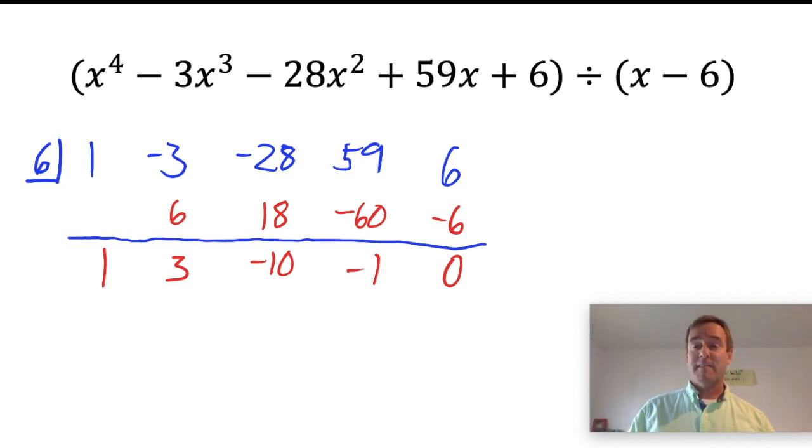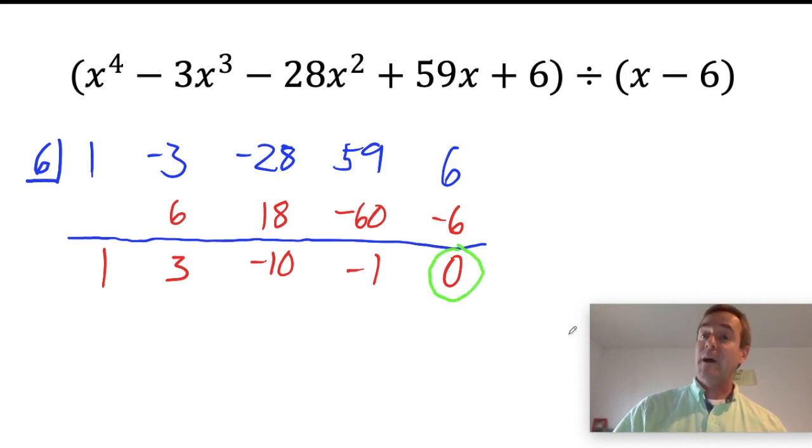Is x minus 6 a factor of x to the fourth minus 3x cubed minus 28x squared plus 59x plus 6? Yes. Yes, it is. Because the remainder is 0. It divided evenly. X minus 6 is a factor. And if that's all I wanted to know, I'm done. If I'm interested in the actual quotient, it's right here.